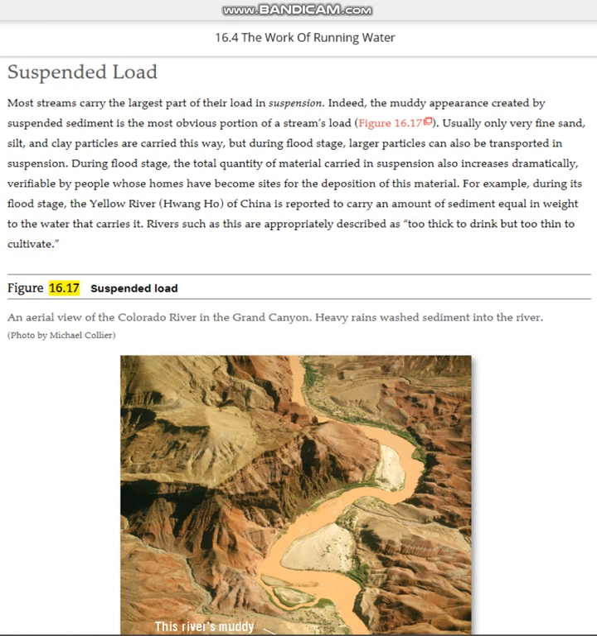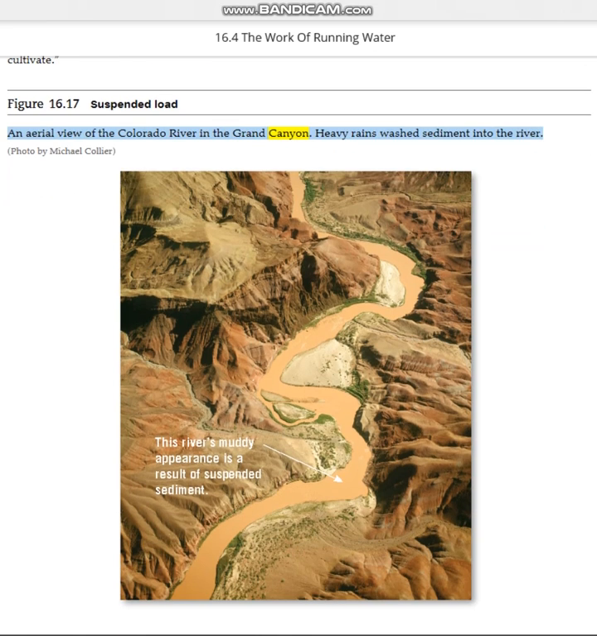Figure 16.17 Suspended load. An aerial view of the Colorado River in the Grand Canyon. Heavy rains washed sediment into the river.